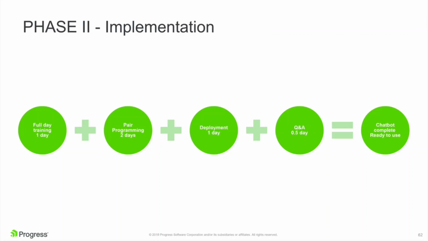We will spend a day or two to provide you with proper training on how to use native chat and how to work with it. Then we will spend about 2 days on pair programming with a dedicated technical expert from your side. We will also spend about half a day working with your subject matter expert on implementing those questions and answers. And finally, we will spend about a day on setting up the deployment that you agreed on. As a result of this phase, you will have a working chatbot ready to use.